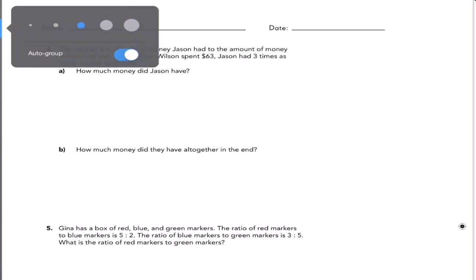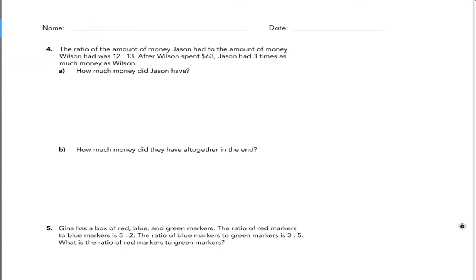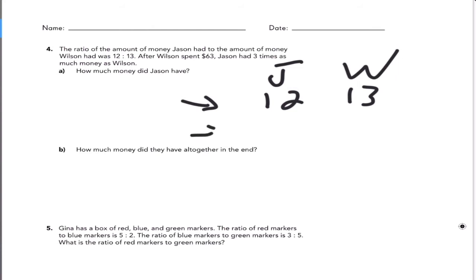Okay, so when I look at this, let me get a marker. I like to write kind of a chart here. So Jason, and we have Wilson. So beforehand, the amount of money Jason had to Wilson was 12 to 13. Then afterwards, Wilson spent 63. So the first part is 12 to 13. The second part, Wilson spent 63. So I know I'm going to have to subtract 63.